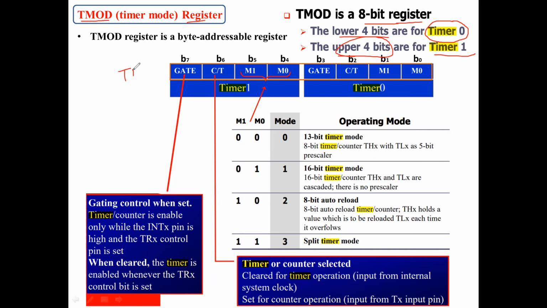This is your TMOD register. It has 8 bits. The 4 bits are what we call gate, timer or counter, and mode. The same bits are repeated for timer 1 also, but in the higher bits.